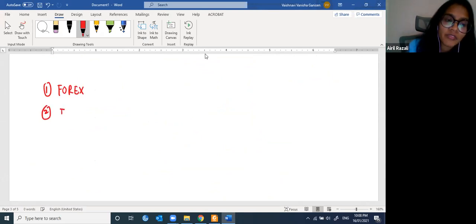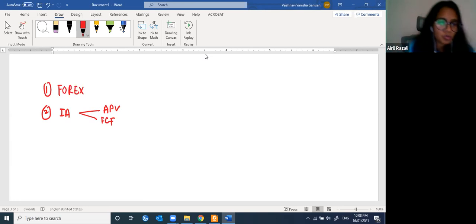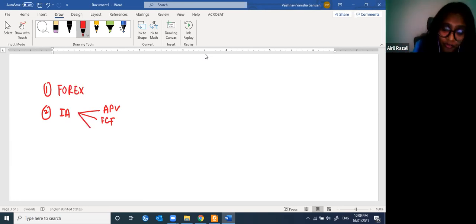Number two, your investment appraisal. It consists of a few areas. One is APV. Another one is free cash flow, which can fall under investment appraisal also. BSOP can also fall under this. These are all considered easy topics. Number three, the easy one is WACC.